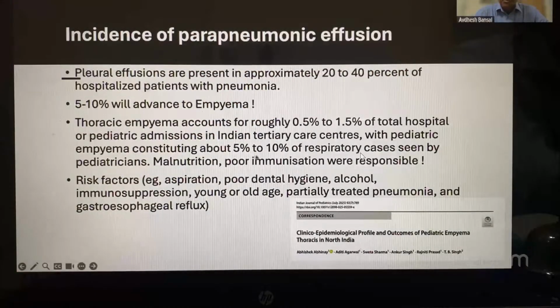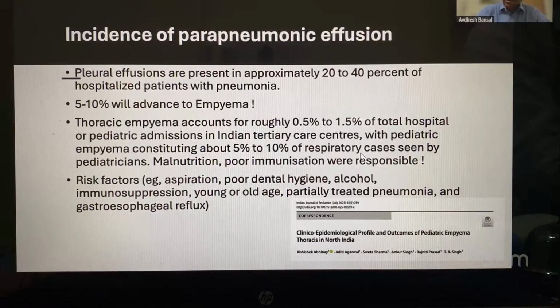So what is the incidence? Of all the patients with consolidation or pneumonia presenting in the hospital, almost 20 to 40% will have some kind of pleural effusion. But out of that, only 5 to 10% will advance to empyema. And interestingly, it's very common in the pediatric age group. There was a recent paper by the Banaras Hindu University group from the pediatric department. They showed that out of their 155 patients, almost 5 to 10% of the respiratory disease seen by them was empyema, and mainly malnutrition and, interestingly, poor immunization status was responsible for this.